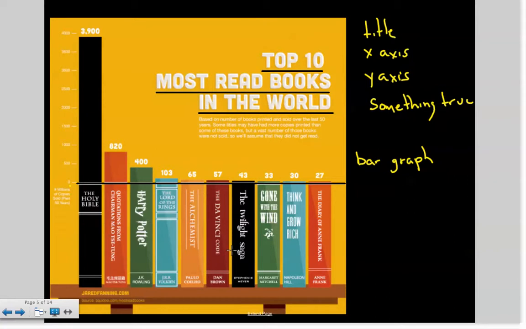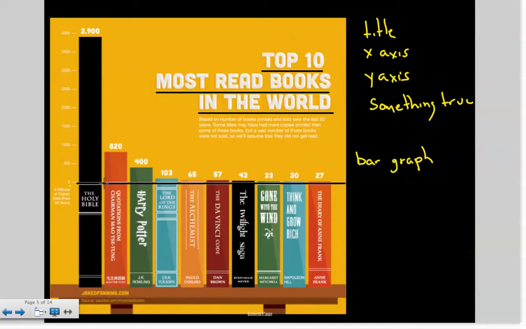Now we look. What's our x-axis? Well, our x-axis isn't a number like the other ones that we saw before. Our x-axis happens to be the books. So we have the Holy Bible, quotations from Chairman Mao Zedong, Harry Potter, The Lord of the Rings, The Alchemist, The Da Vinci Code, Twilight Saga, Gone with the Wind, Think and Grow Rich, and The Diary of Anne Frank. These are the top 10 most read books in the world. Now, here we see 27, 30, 33, 43, 57, 65, 103, 400, 820, and 3900.